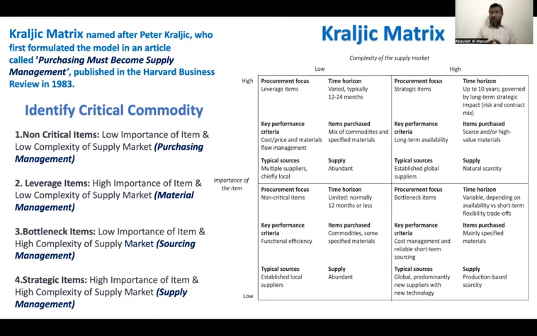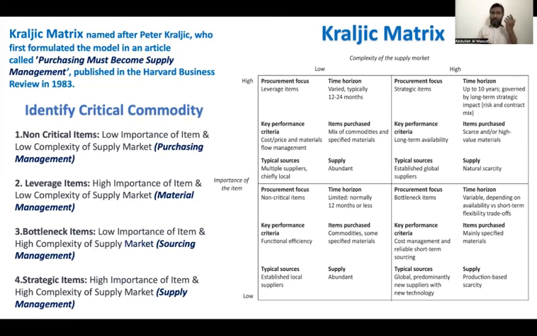The fourth one, and the most important one, is where the complexity of the supply market is very high, as well as the importance of the item is very high. That is, both are very high. So this item is known as a critical item, as well as a strategic item. The strategic item has high importance of the item, high complexity of the supply market, and supply management is one of the core considerations.